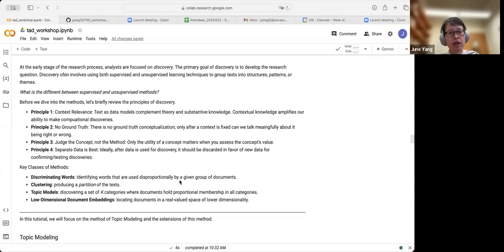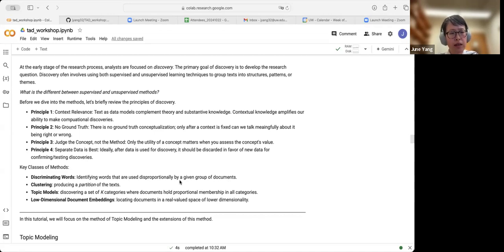The second principle is that there's no ground truth conceptualization of our text data. Only after a context is fixed can we talk meaningfully about it being right or wrong. And the third principle is really to judge the concept, not the method. Only the utility of a concept matters when you assess the concept's value.